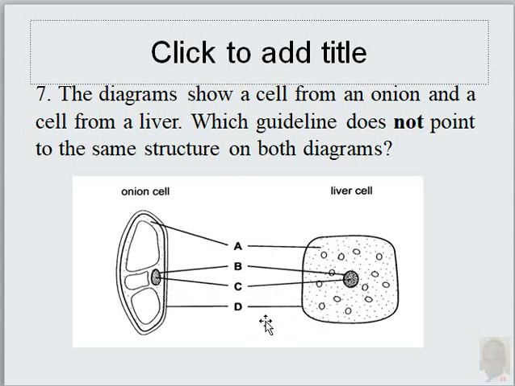But let's look at D. For D it is saying the cell wall for the plant, and for the animal's liver cell it is saying the cell membrane. So the answer would be D, right? And D would be the one that is not pointing to the same structures in both cells.